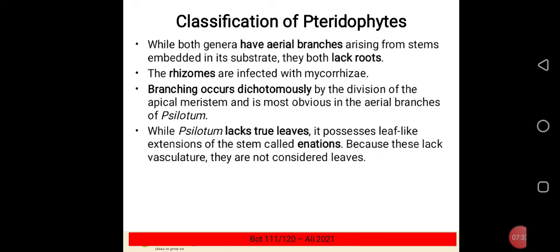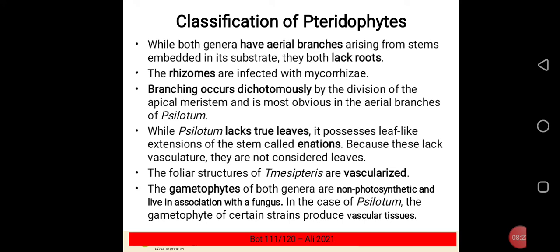As I said earlier, Psilotum lack true leaves, but they possess structures which are leaf-like extensions of the stem. We call these structures enations. So, Psilotum lack true leaves, but they have leaf-like extensions of the stem, which are called enations. Now, why do we not consider these leaf-like extensions as leaves? Because they lack vasculature, or they lack a vascular system. Therefore, we don't consider them as true leaves. Are we together? Okay. Let's go to the gametophyte.